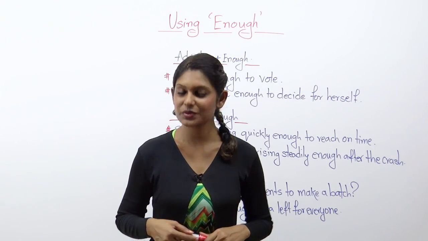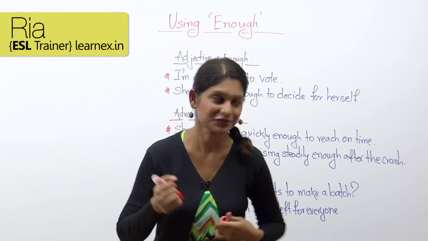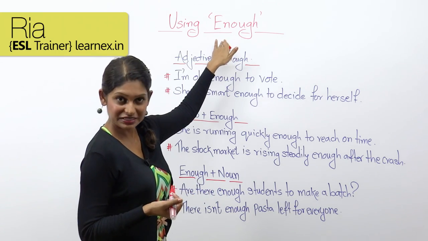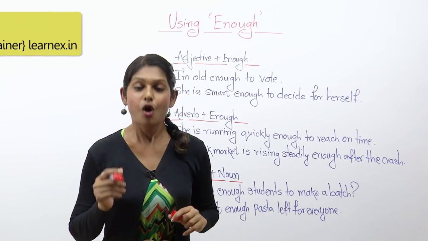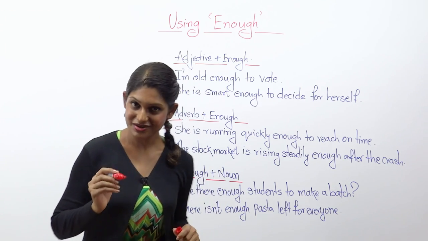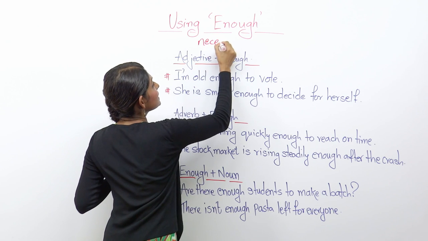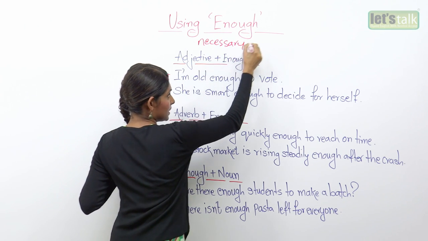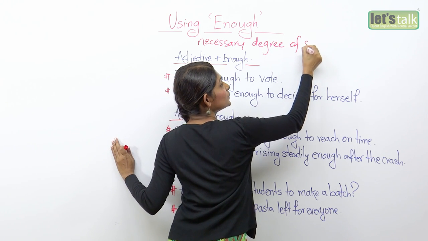Now firstly, we must remember what the definition is of enough. Enough simply means that there is a necessary degree of strength or sufficient strength. Let me write that down for you. Necessary degree of strength.